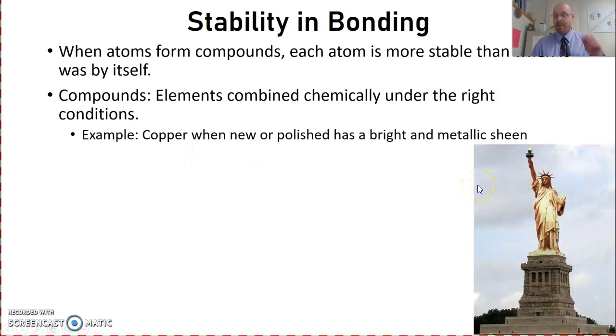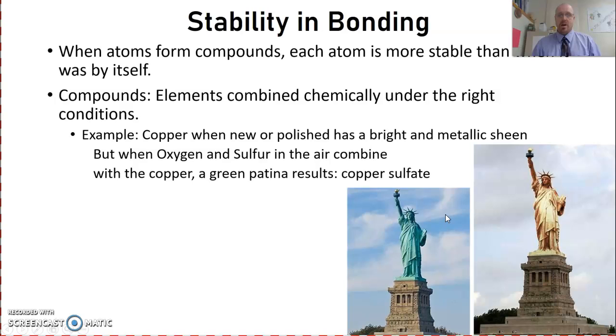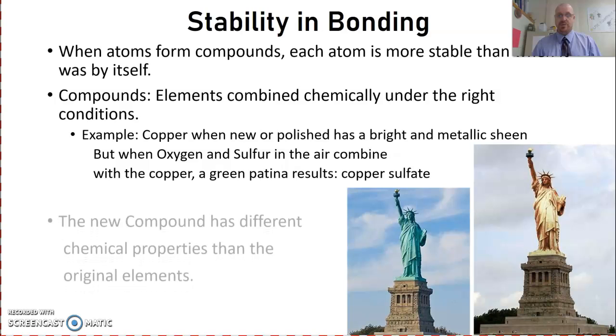And so, for instance, copper by itself is just Cu, and when new or brightly polished, it has a bright and metallic sheen. The picture here shows the Statue of Liberty after it had been recently cleaned many years ago. But as time has progressed, the copper gives way to this green color, and that is actually the patina, the corrosion that happens on there, and that's when oxygen and sulfur in the air combine with the copper. We get what's called copper sulfate. And copper sulfate is why the Statue of Liberty is green. It's actually made of copper, but it rusts and makes a different compound when exposed to air and oxygen.